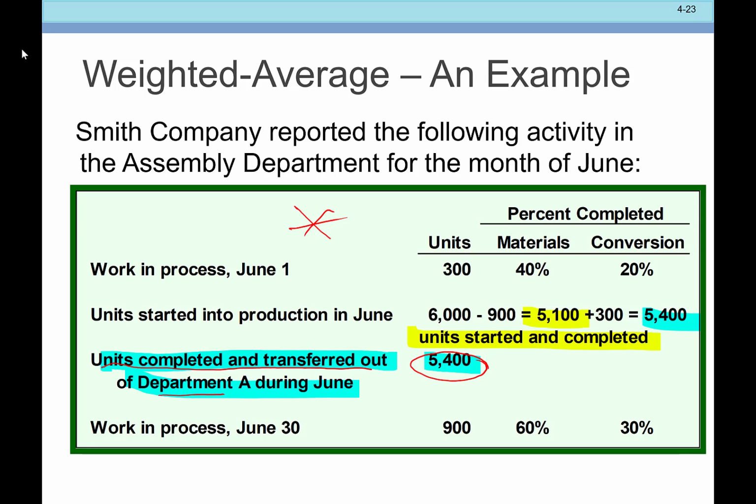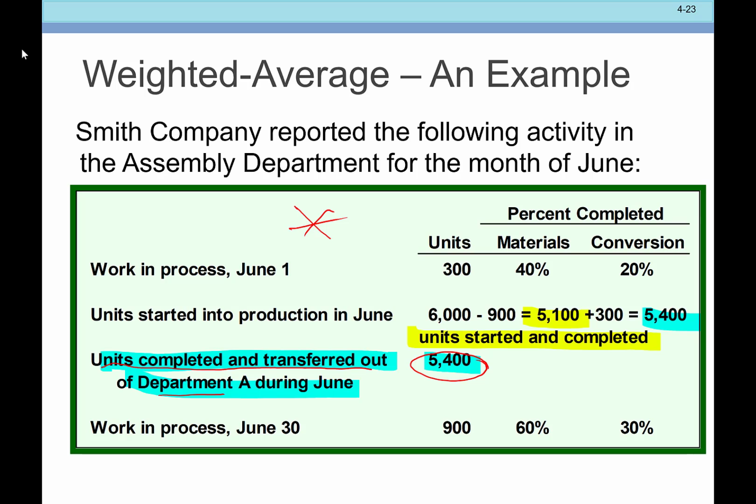Now, we have units started into production is 6,000, and often the problem will tell you units started and completed. If the problem tells you that, then it's a piece of cake. You simply take the 5,100 units started and completed plus the 300. That will give you the units that were completed and transferred out, if they give that to you.